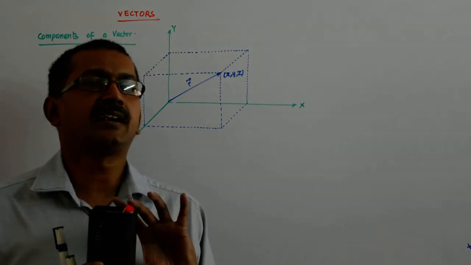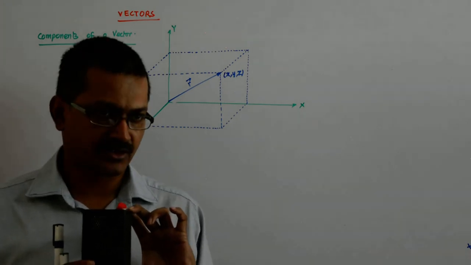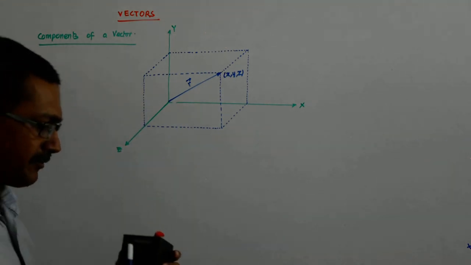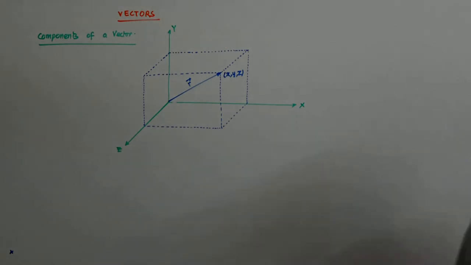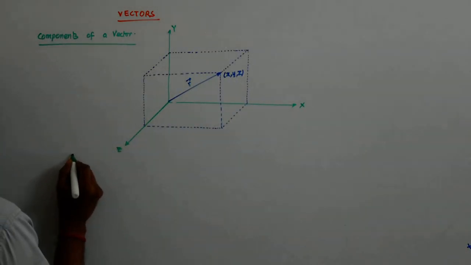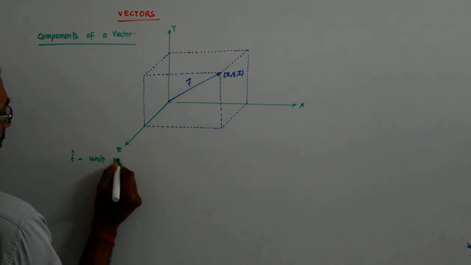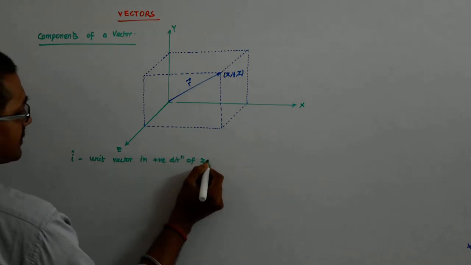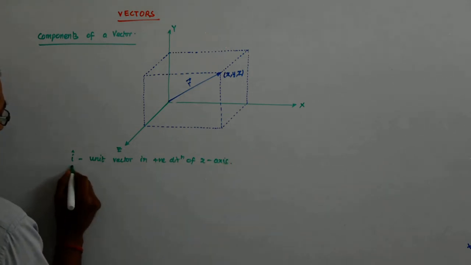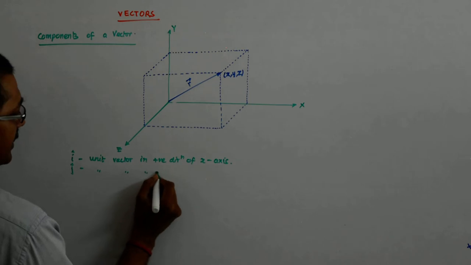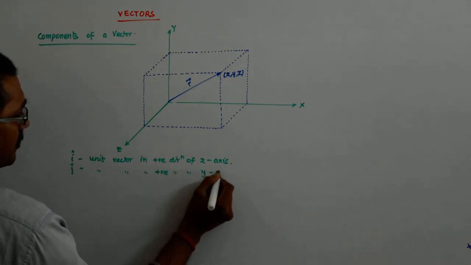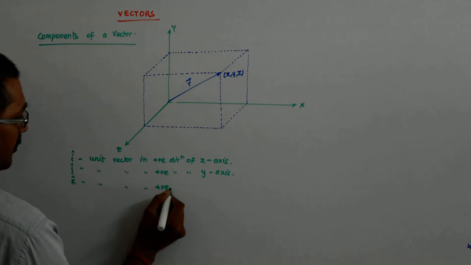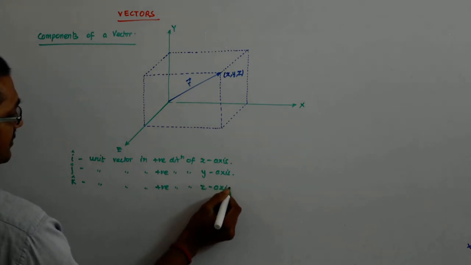Now that I understand how I have defined the addition of the vectors and the scalar multiplication, we'll see. We have already defined that the vector i cap is a unit vector in the positive direction of the x axis, correct? And j cap is a unit vector in the positive direction of the y axis, and k cap is a unit vector in the positive direction of the z axis.